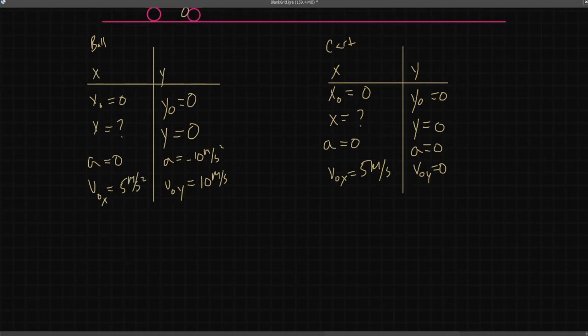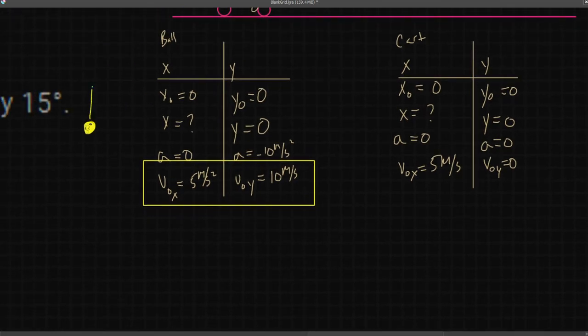This thing right here is probably the trickiest part of this problem. See, the ball here is doing two things. The launcher shoots the ball upwards at 10 meters per second, but before the launcher even fired, the ball was already going 5 meters per second sideways. The launcher didn't affect that. The launcher just applied an upward force and had no effect on that sideways force.